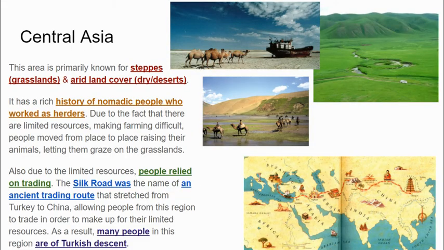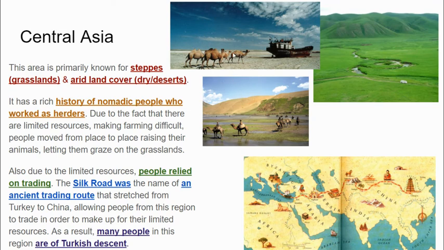All right, this is the brand new region, Central Asia. This area is known for steppes, which are grasslands, and those look like this. It also has some arid land cover, dry desert, so it might look something like this or this.